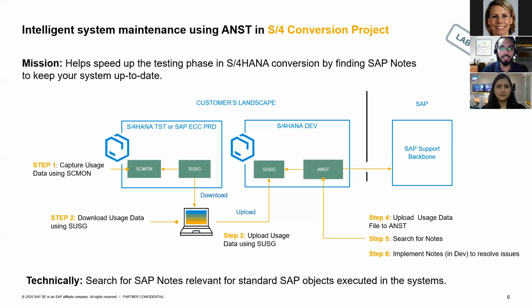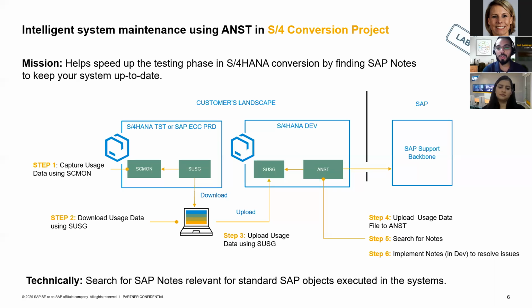So once this usage data is available in SCMON, it will be stored in SUSD transaction. So we have the information available in SUSD transaction, and all this information can be downloaded locally into a local system. So now what exactly has happened during the testing phase? A lot of testing has been done on the test and production landscape, and now we know the amount of objects that have been processed during the entire process.